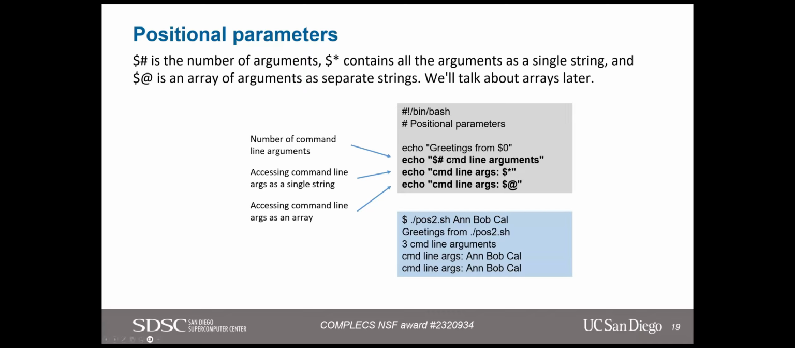So we can echo the number of command line arguments. If we do posh and Ann, Bob, and Cal, we have 3 arguments. So our first is a repeat, greetings from the script we're writing. We have 3 command line arguments, and the command line arguments, if we do $*, we're getting all 3 of them as a single string, and in the second one, we get it as an array of single strings.